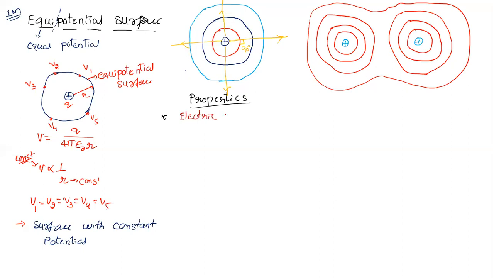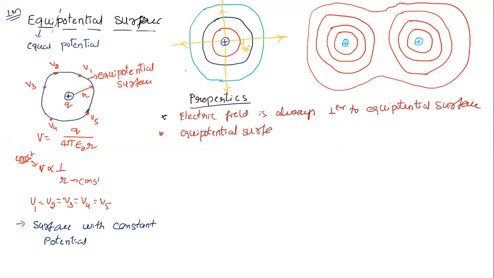Electric field is always perpendicular to the equipotential surface. That is one thing. Second thing: are any equipotential surfaces going to intersect each other? They will never intersect each other. Equipotential surfaces never intersect each other.